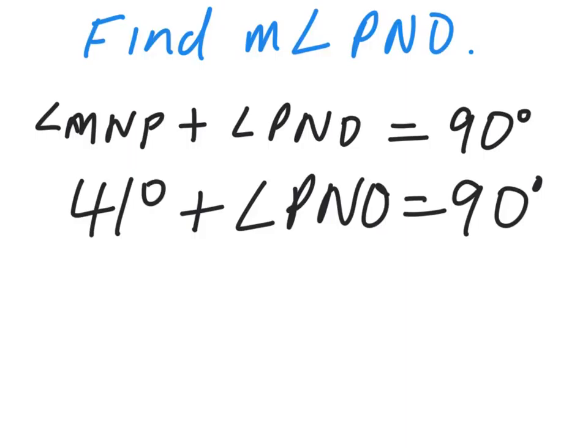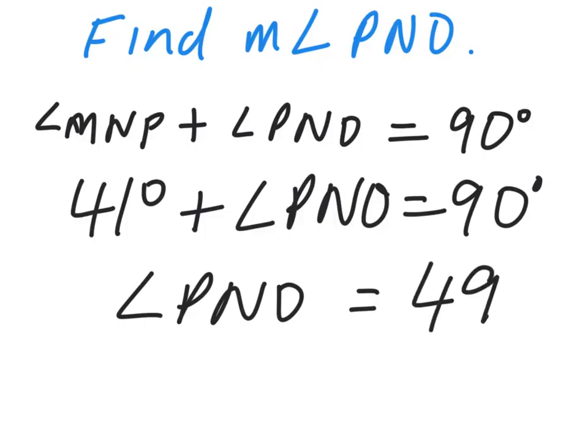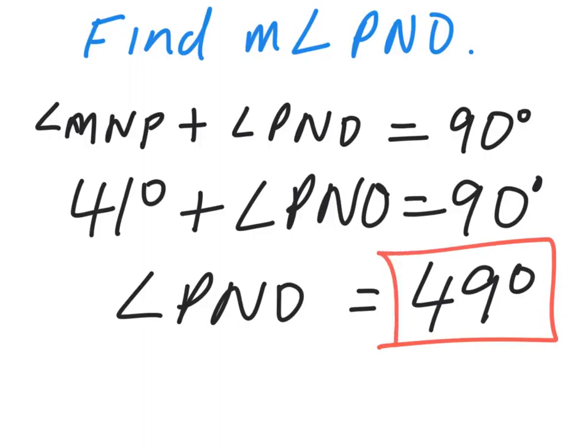So, if you look at this, 41 degrees plus something equals 90. Well then, from here we can see that the angle PNO has to be 49 degrees. Alright? So the answer is 49 degrees. And that's the way the work should be laid out. So the two angles together equal 90. One of them is 41, so the other must be 49. Okay? Let's have a look at another one.